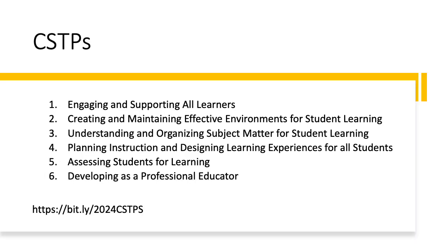In 2024, the CTC revised the California Standards for the Teaching Profession, aka the CSTPs. There's still 6 standards, and the name and broad description is essentially the same. What is different are the specific behaviours and dispositions that represent proficiency. The bit.ly link at the bottom of this slide will take you to the official document.